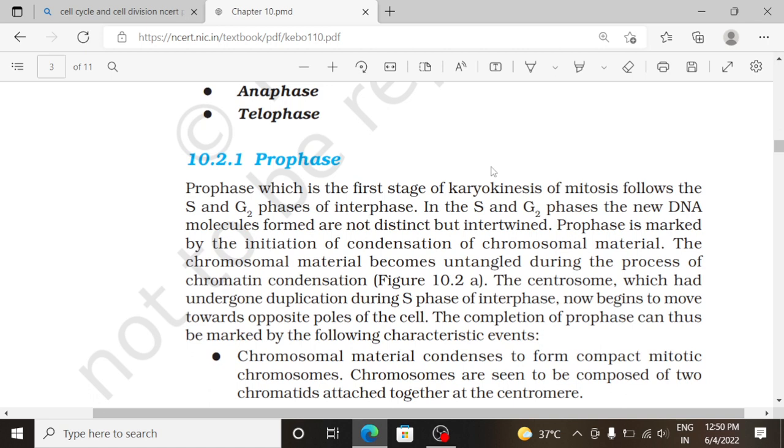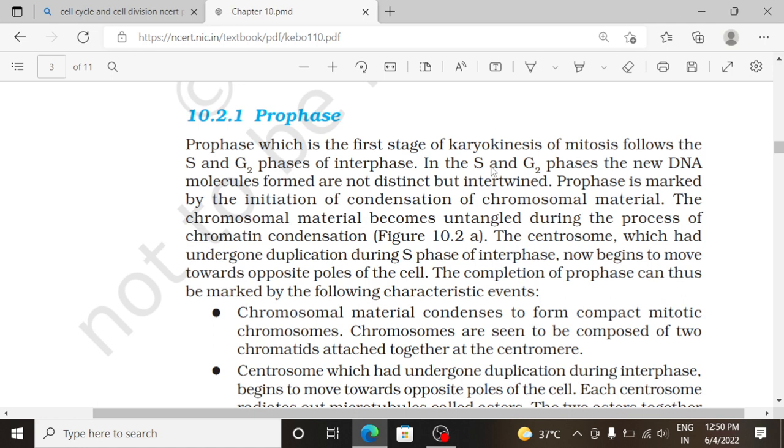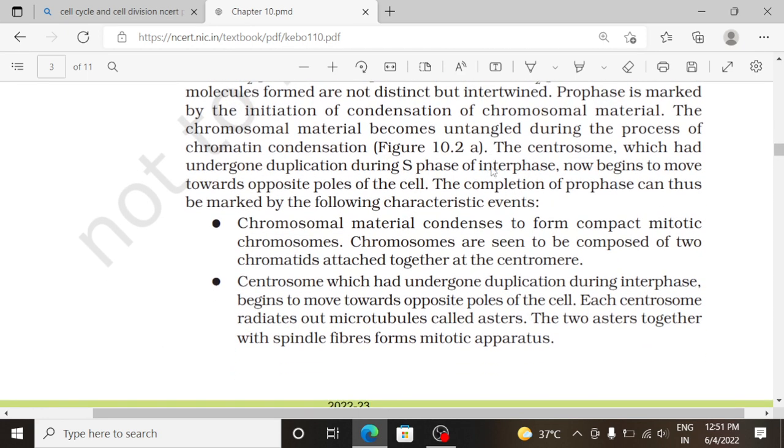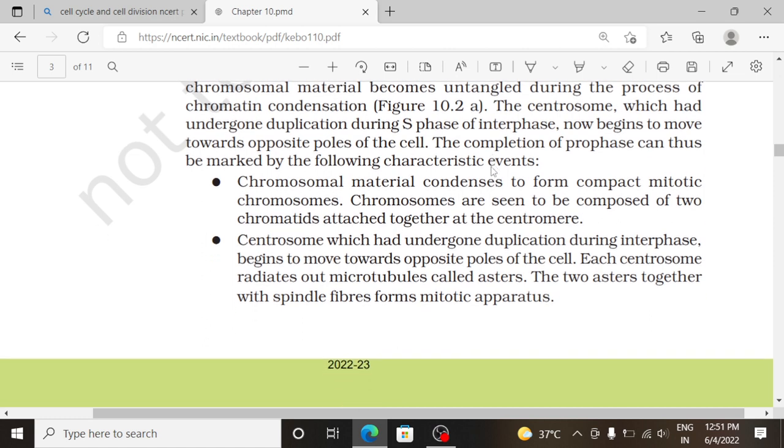Prophase, which is the first stage of karyokinesis of mitosis, follows the S and G2 phases of interphase. In S and G2 phases, the new DNA molecules formed are not distinct but intertwined. Prophase is marked by the initiation of condensation of chromosomal material. The chromosomal material becomes untangled during the process of chromatin condensation. The centrosome, which had undergone duplication during S phase of interphase, now begins to move towards opposite poles of the cell. The completion of prophase can thus be marked by the following characteristic events.